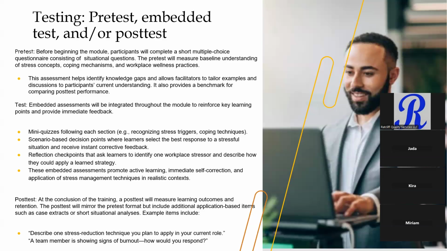The post-test will mirror the pre-test format and also include additional application-based items, such as case extracts or short situational analysis, such as describing one stress reduction technique you plan to apply in your current role, or a team member is showing signs of burnout. How would you respond to this? Such as those things.